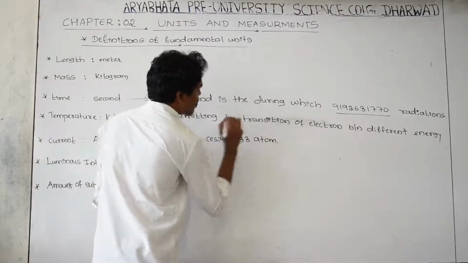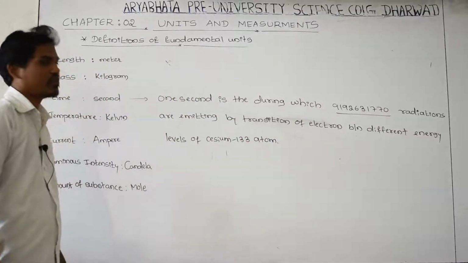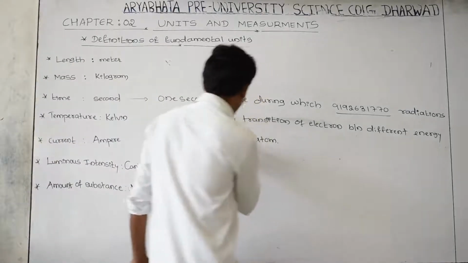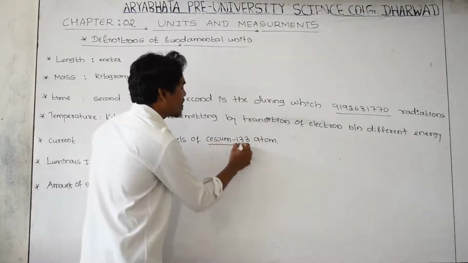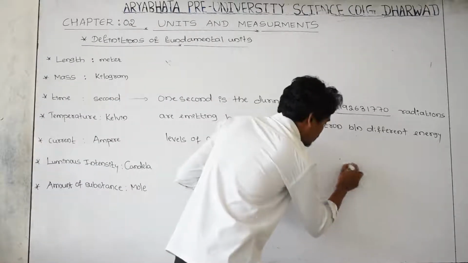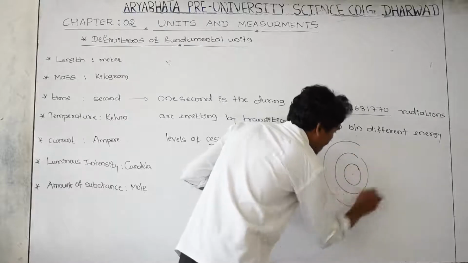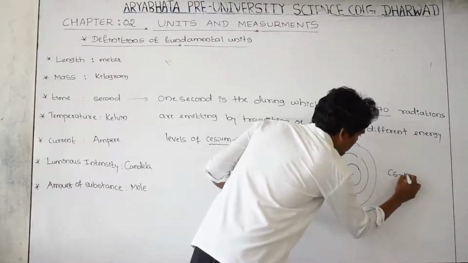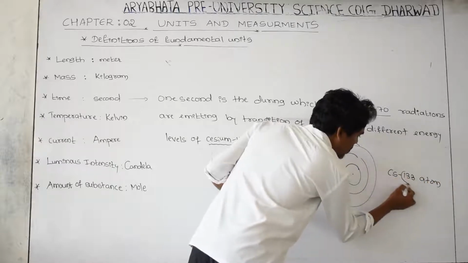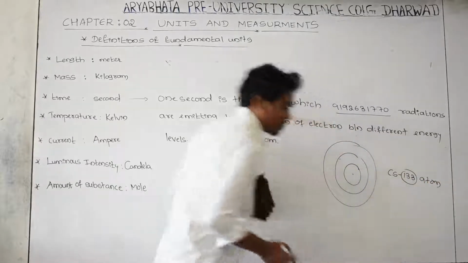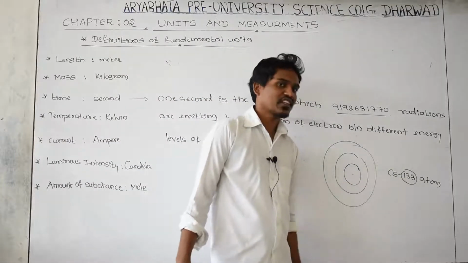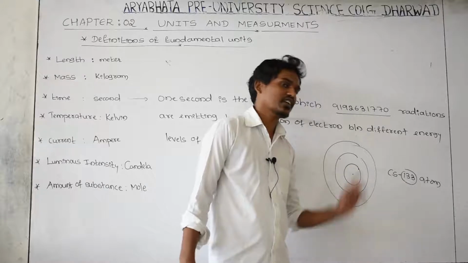It is very difficult to understand the definition of a second. What do you mean by 1 second? Let us take cesium. Cesium is the name of the metal, and 133 is its mass number. Let us take this as a cesium atom, cesium 133 atom. What is the meaning of 133? The mass number of cesium is 133. Cesium is a metal, its mass number is 133. That's why we are going to use cesium 133.